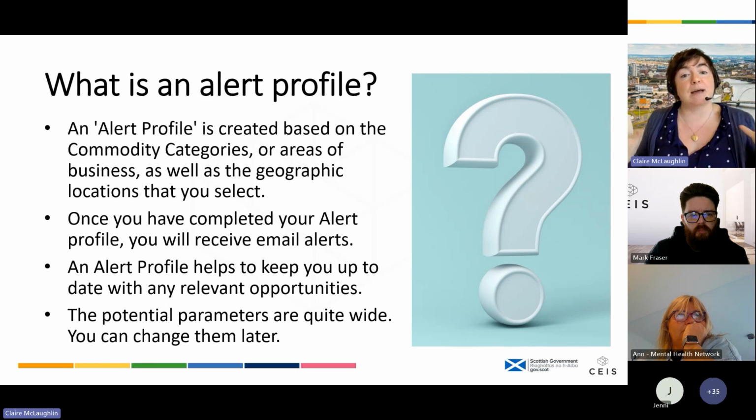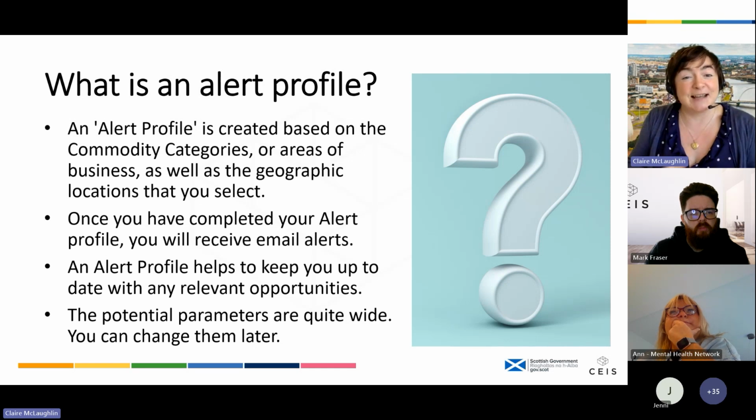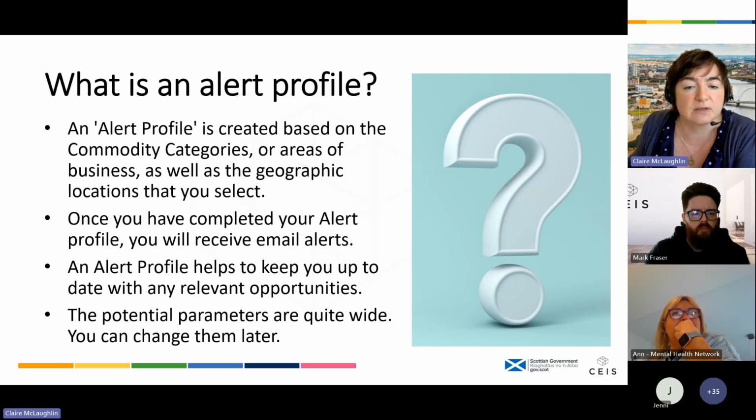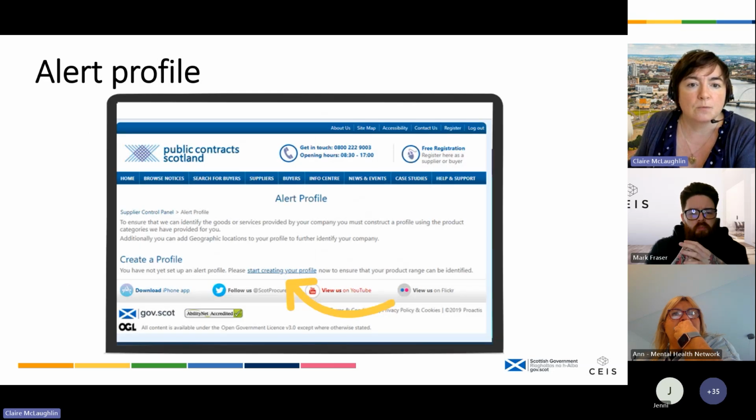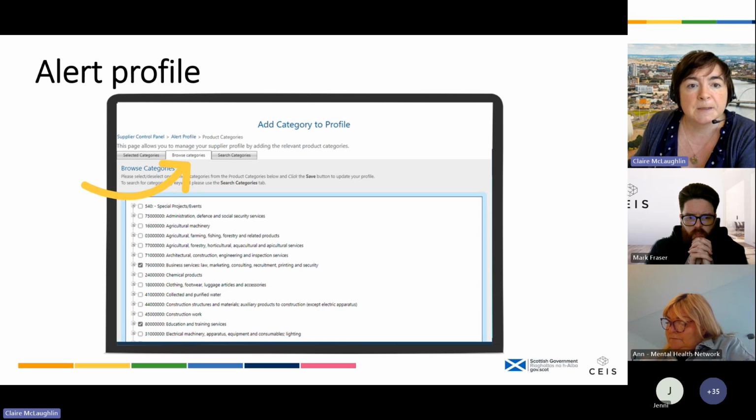The potential parameters are quite wide, so it might be that when you first set it up you get excited and choose all the things that might be relevant, and you actually get quite a lot of emails, so you might want to narrow it down. So if you're aware that the parameters are quite wide, what you might want to do is really focus in on the stuff that's going to be most relevant to your organisation, but you can go in and change it if need be. All right, so you'd be clicking on alert profile and it'll take you to this page that says start creating your profile.